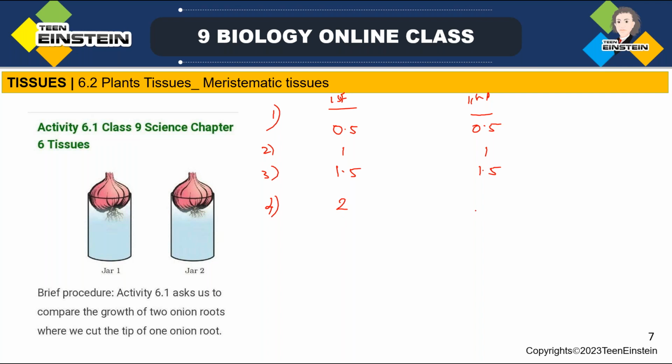Here also it will be 2 centimeters. Again you are cutting the whole 2 centimeters, all the roots, from the base. You're cutting and removing all the roots completely. So on the fifth day, here the growth will be 2.5, but here it's not there. You cannot see any growth.